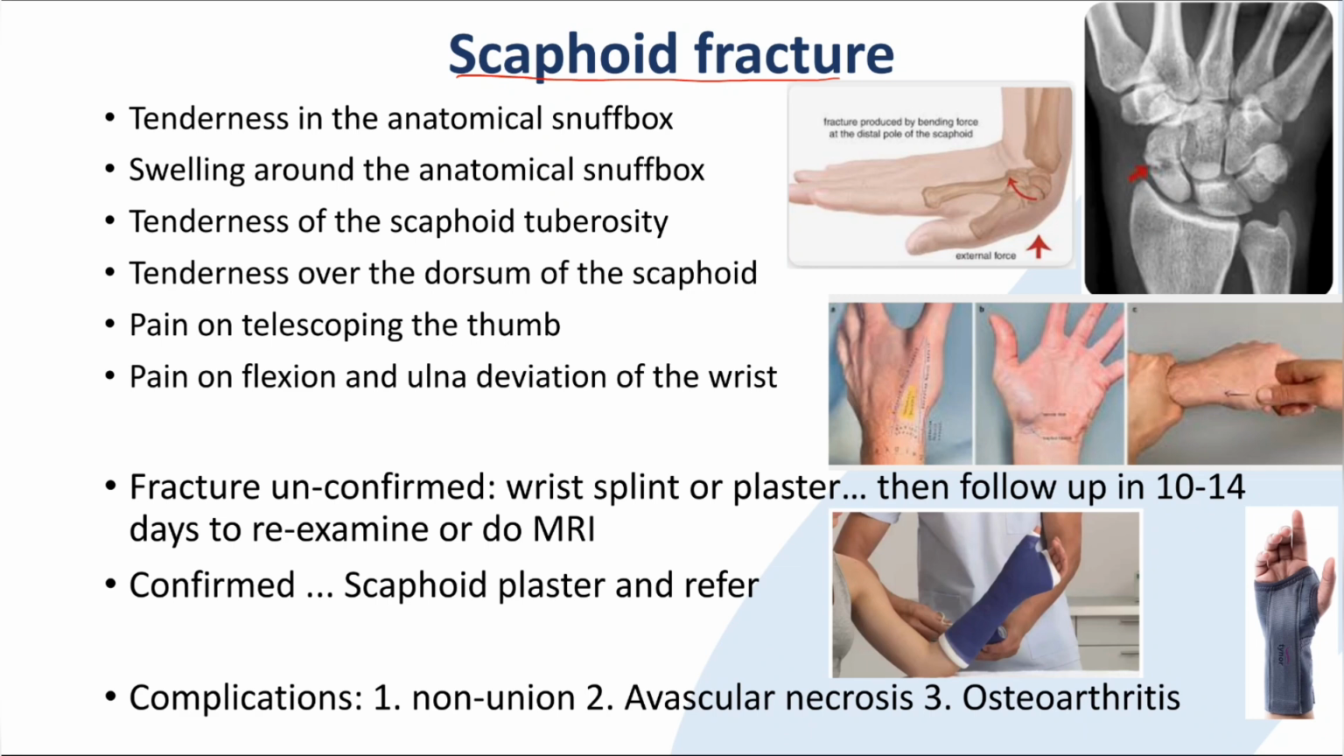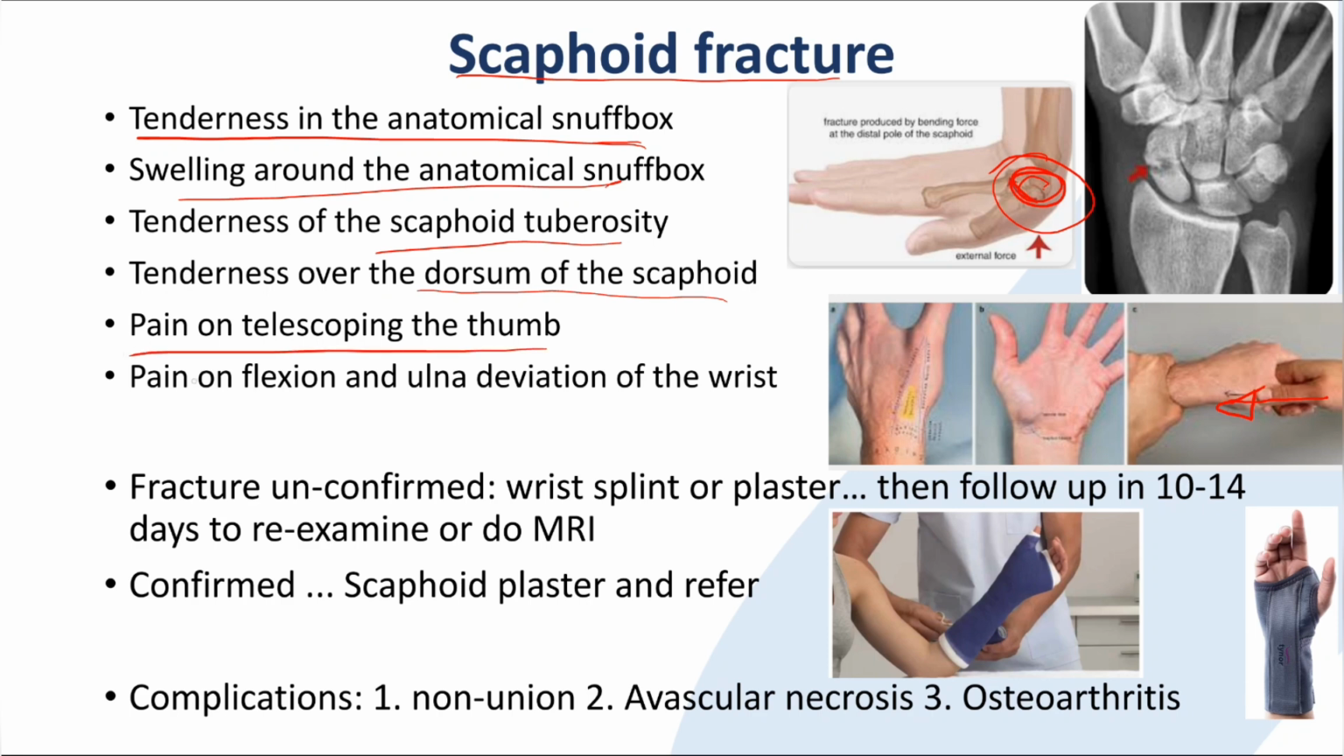Scaphoid fracture is very common, but not all of them can be discovered by X-ray, so you have to do a proper clinical examination of the patient. There will be tenderness on the anatomical snuff box, associated with swelling around the anatomical snuff box, tenderness over the scaphoid tuberosity, over the dorsum of the scaphoid. There will be pain when telescoping the thumb. There will be pain on flexion and ulnar deviation of the wrist.